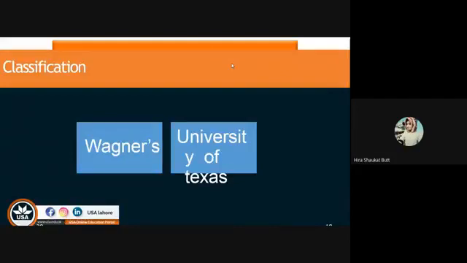All right. So how to classify these wounds? We use the Wagner's classification and the University of Texas classification. This is one of the most common classifications used to grade the diabetic foot ulcer, and these have already been discussed in orthopedic surgery as well, but let's revise over here.